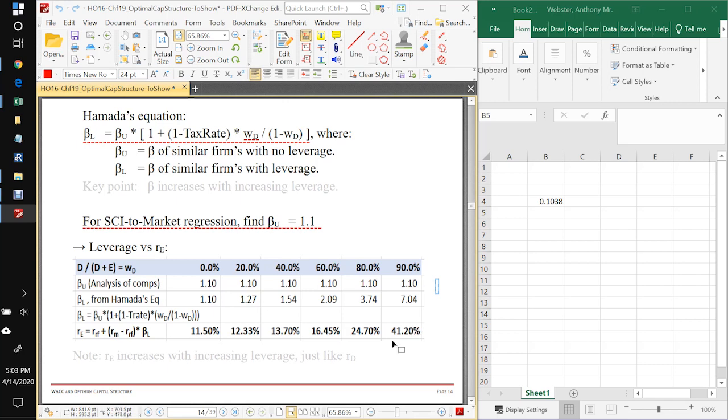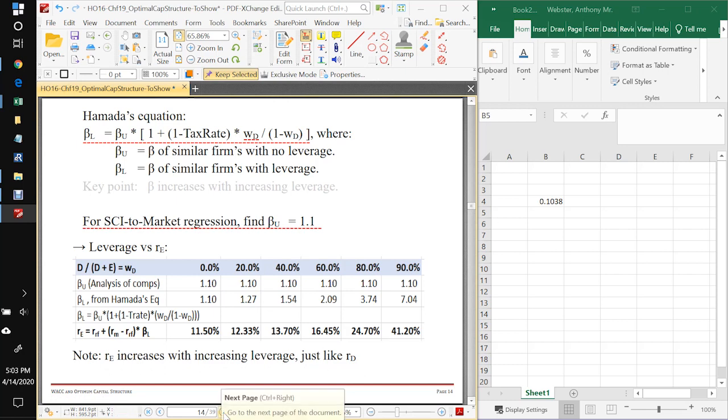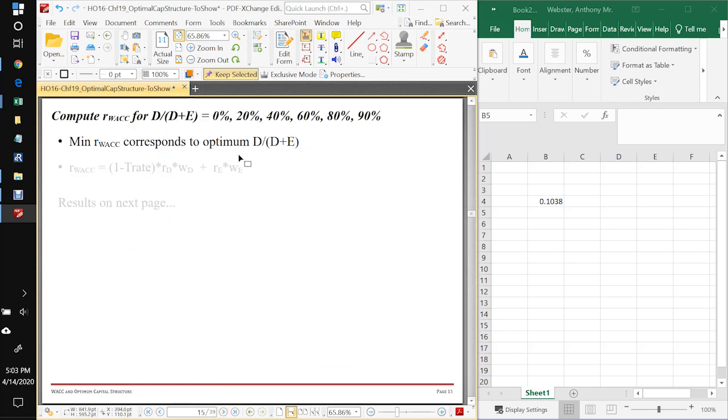And in bankruptcy, the bondholders or the lenders have a claim on the company, but shareholders usually get nothing, okay? And so, like I've said here, the cost of equity capital is increasing with increasing leverage, just like our cost of debt capital, but more pronounced. Okay, so now I think we have everything we need to compute our weighted average cost of capital for each of these levels of leverage. And then we know the minimum weighted average cost of capital is going to correspond to the optimum leverage level.